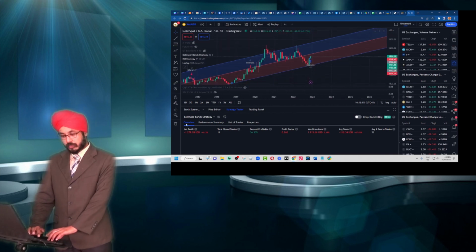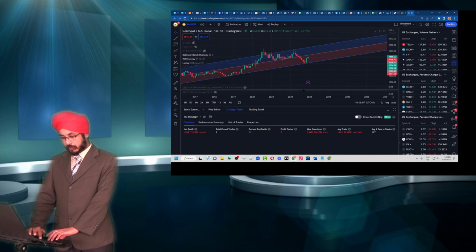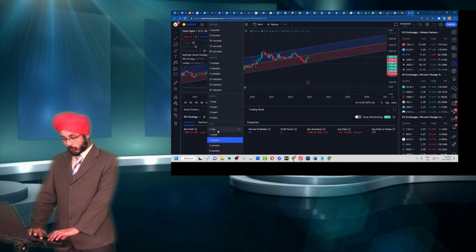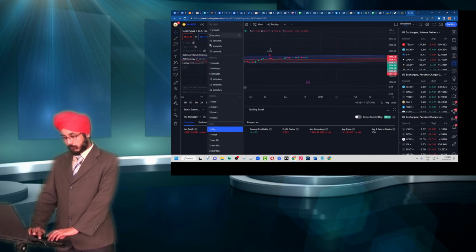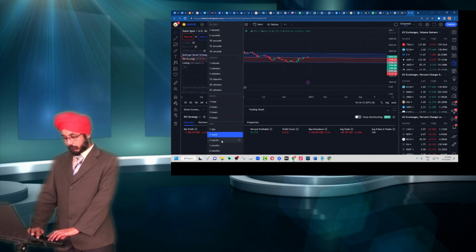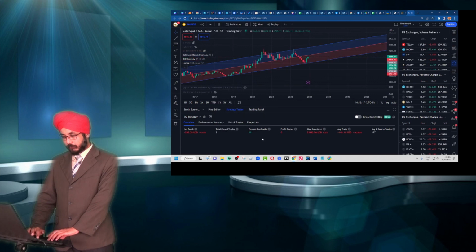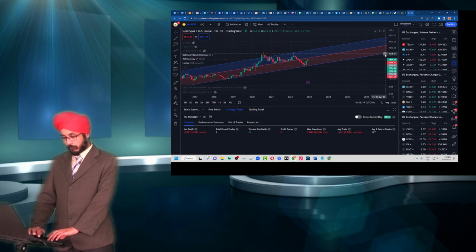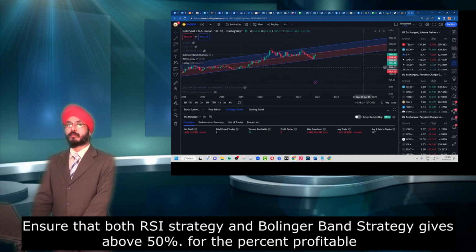We will have to do the same with the RSI as well. For the RSI strategy at the daily, we have about 66.67%. For the weekly, we have about 56.25%, and for the monthly, we have about 0%.